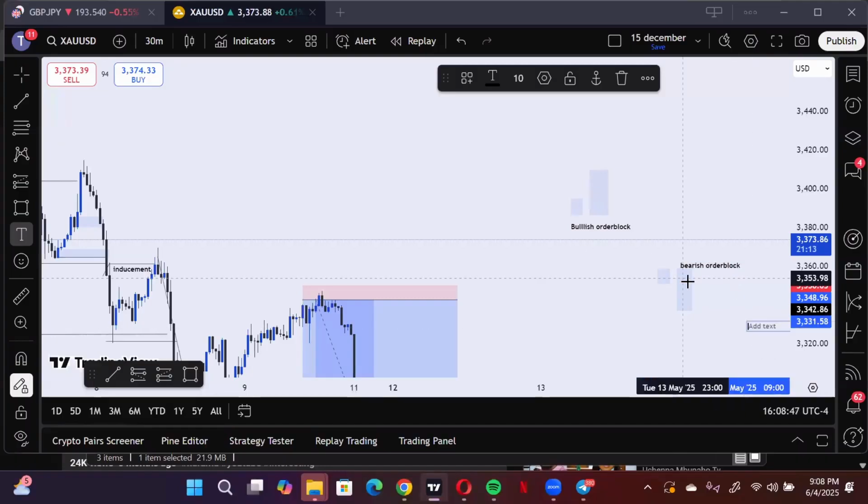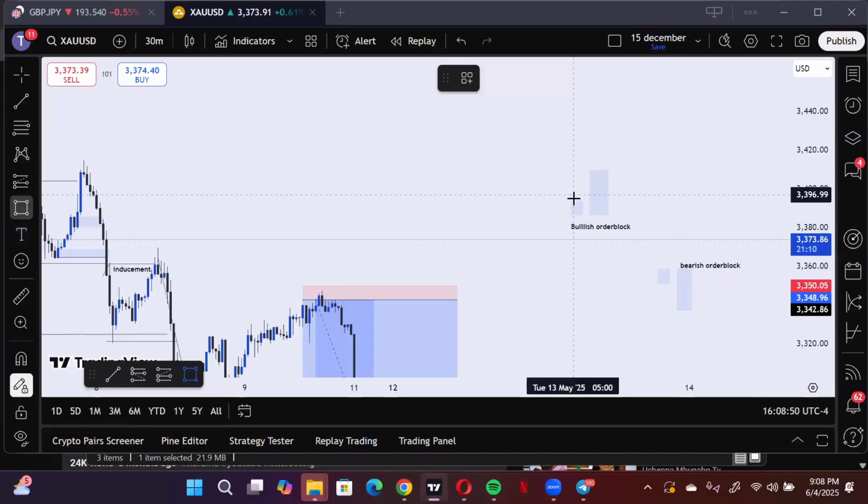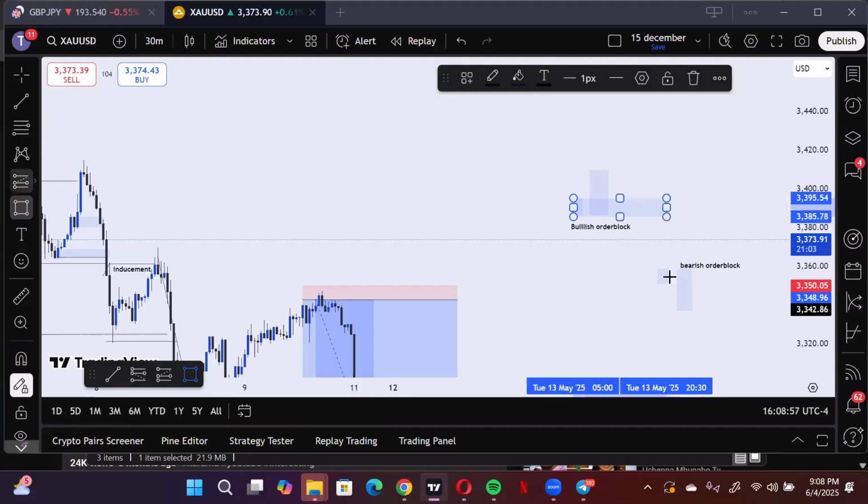So bullish order block, bearish order block. And if you want to pick your entry, it will be from the middle, the demarcation of your order block, the middle of it here. That is what your entry will be from. Same as this, the middle here, the demarcation.